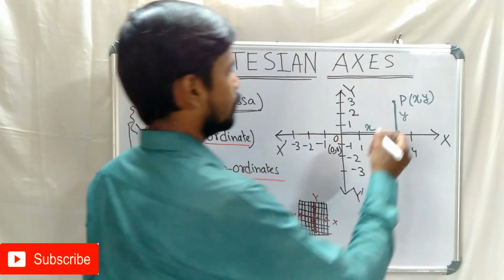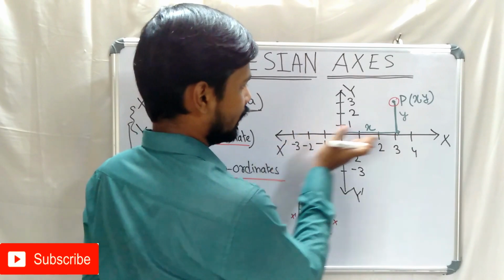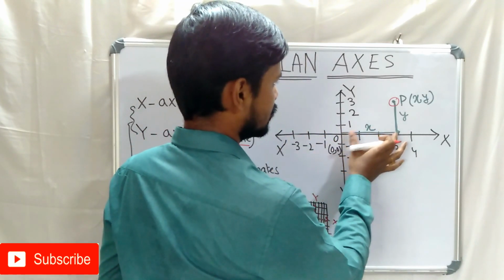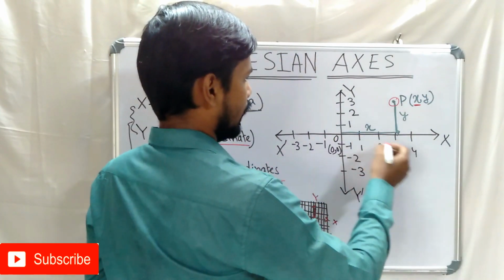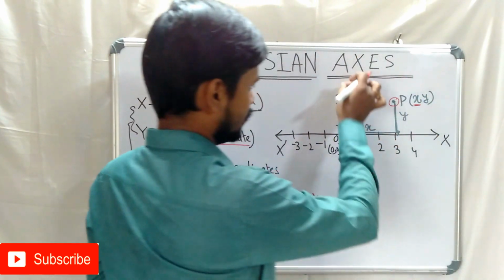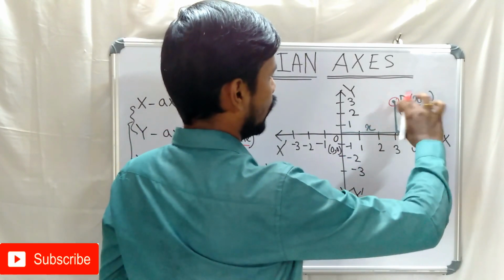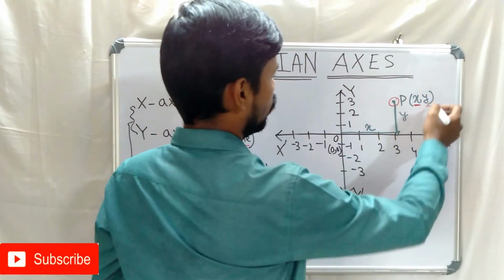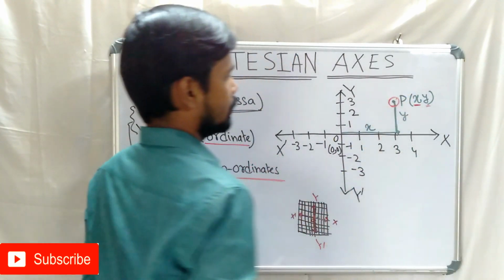So to reach the point P we have to travel along the x-axis an x distance, that is the x coordinate of the point P, and in the parallel direction of the y-axis we have to move y distance, which is the y coordinate of point P. Then we can reach the point P.